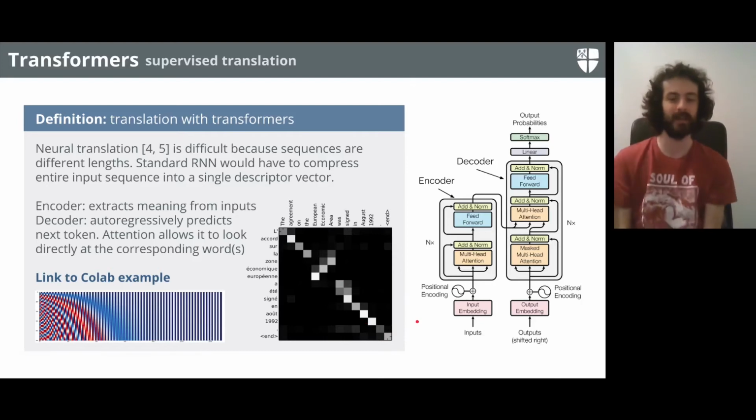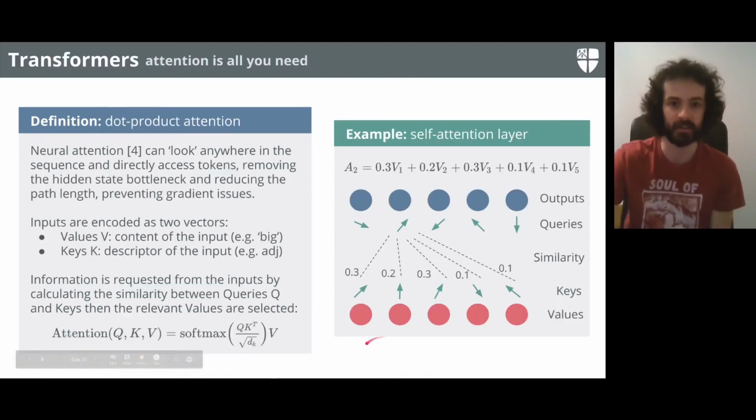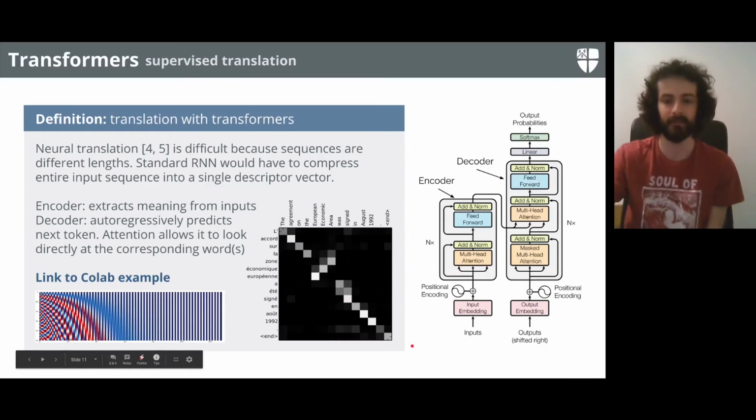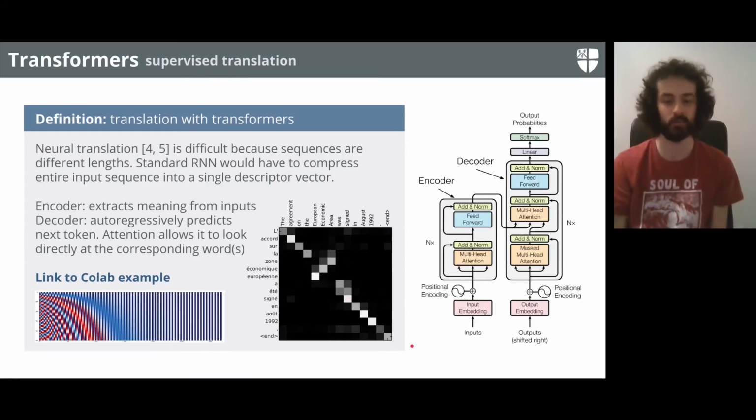And what's great about these transformers is that this attention mechanism is fully parallel. It's just matrix multiplications. So it's so much faster on long sequences than recurrent neural networks, because we can do the entire thing in parallel.